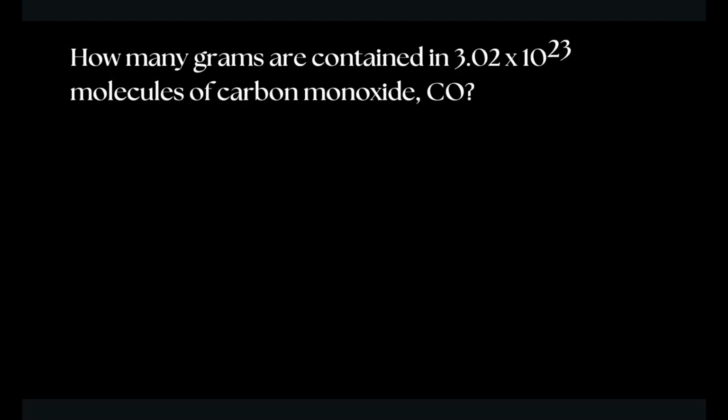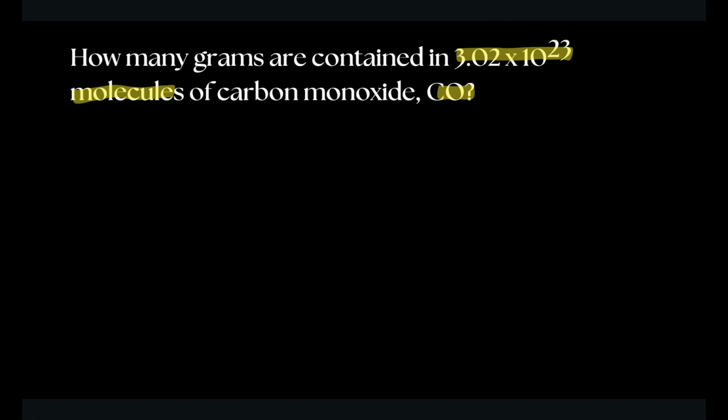Let's take a look at our next example. It is asking how many grams are contained in 3.02 times 10 to the 23rd molecules of carbon monoxide. The first thing we're going to do is find what is provided to us in the problem, which is our 3.02 times 10 to the 23rd molecules of our carbon monoxide, of our CO.